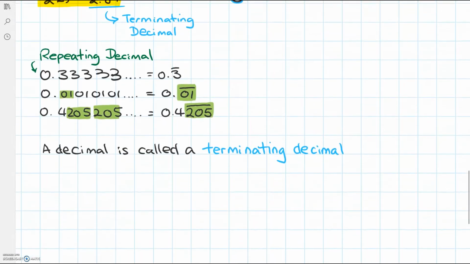A decimal is called a terminating decimal when it has a final digit. So that means it has an end.